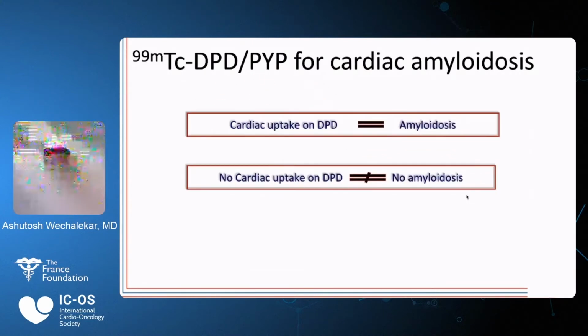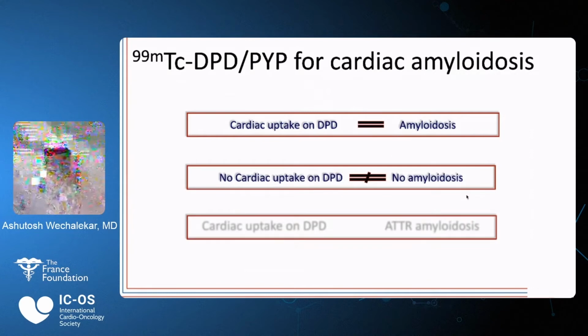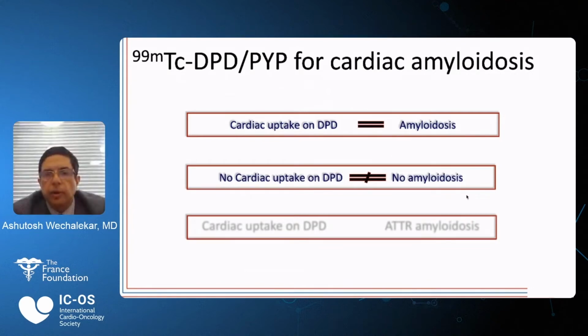So to summarize, cardiac uptake on a DPD or PYP scan means amyloid until proven otherwise. There are very few false positives.